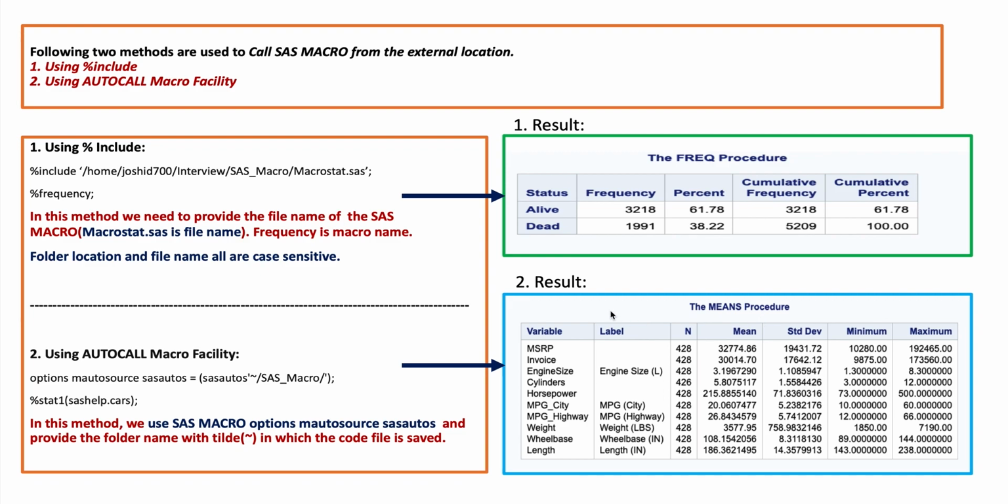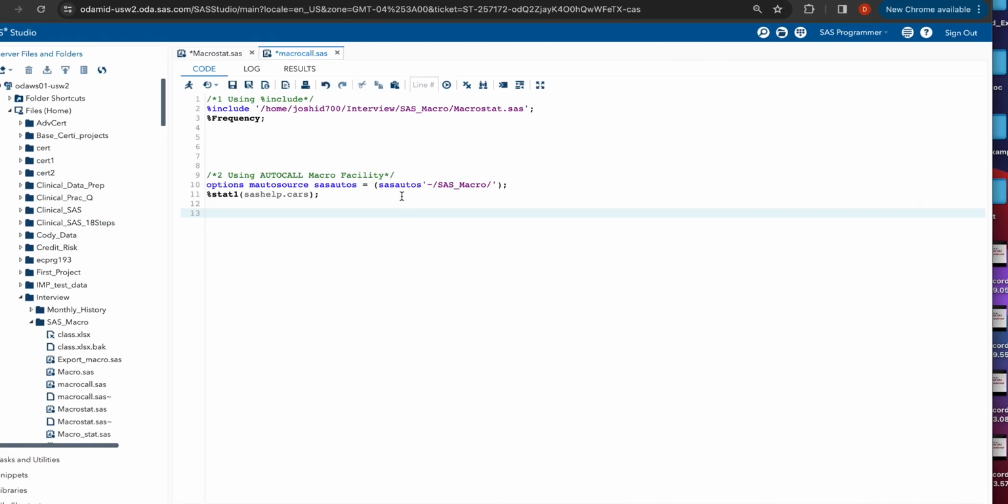If we run the same set of code in our SAS window, then we will get exactly the same result. Let me go through the SAS window. This is the first code, that means the first method using %include. Inside the code we provide the file name with folder location, and frequency is the macro name.